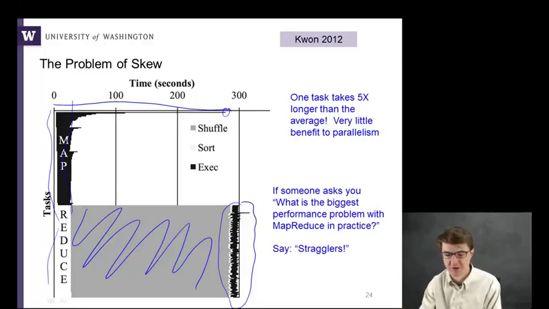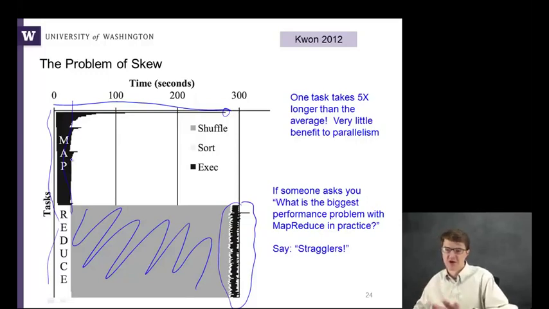Okay. So this skew problem ends up killing parallelism and turns a job that could take 50 seconds into one that takes 350 seconds. It's not even significantly better than doing this sequentially. Well, I shouldn't say that. This is still worse than sequential, but you certainly lose a lot of the benefit of parallelism. One task might take 5 times as long as the average, and so there's little benefit.